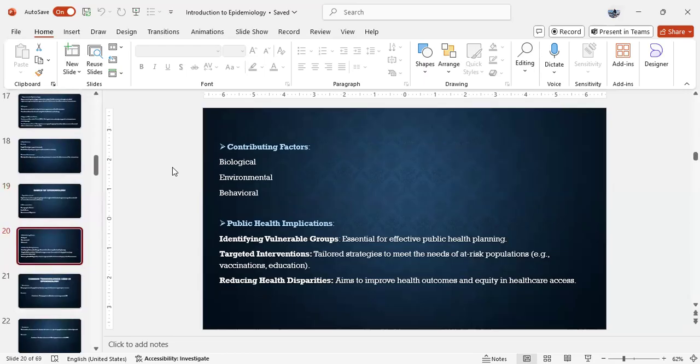And then public health implications. Identifying vulnerable groups is essential for effective public health planning, targeted interventions, and tailored strategies to meet the needs of at-risk populations. Examples given: vaccinations, education. Reducing health disparities aims to improve health outcomes and equity in healthcare access.